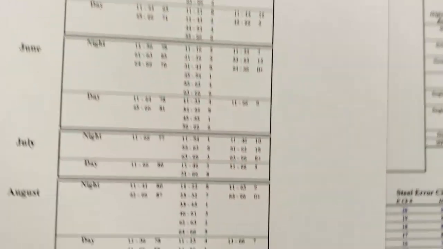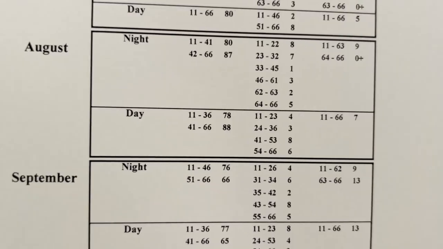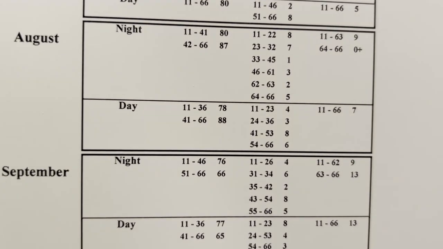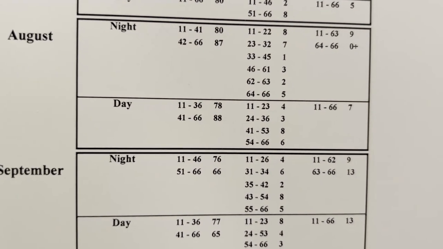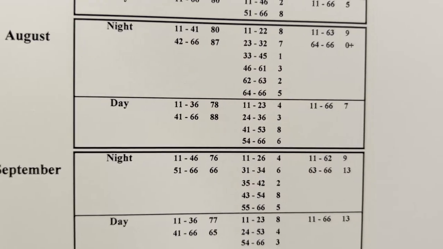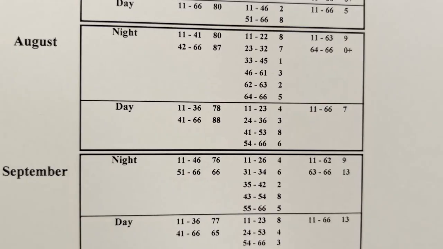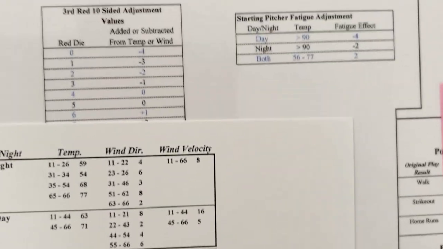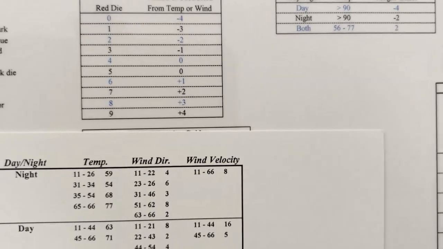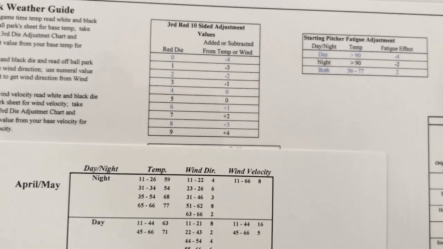Let's hypothetically say a few things are different. Let's say that on the first roll we rolled a 41 and we rolled an 8 on the red die. So the 41 would be 88 degrees as a base, and the 8 would be +3. So that would make it 91. So a hot day on the carpet at Riverfront.